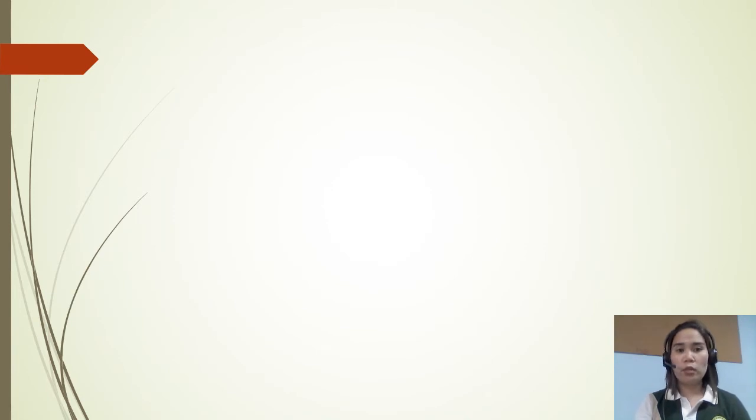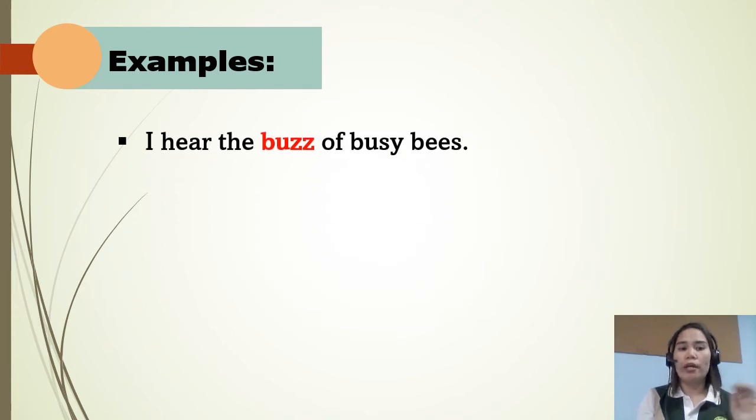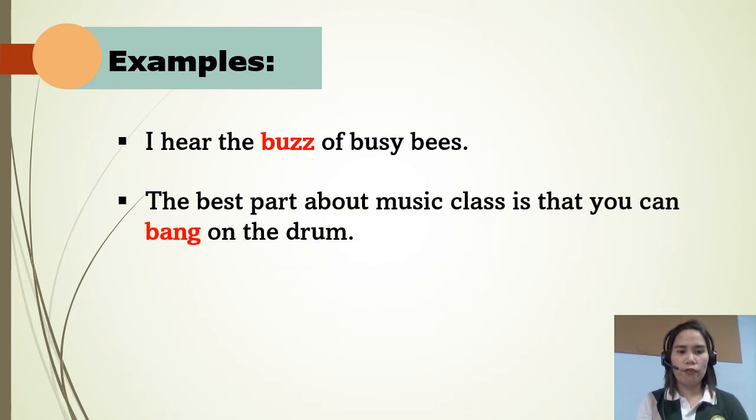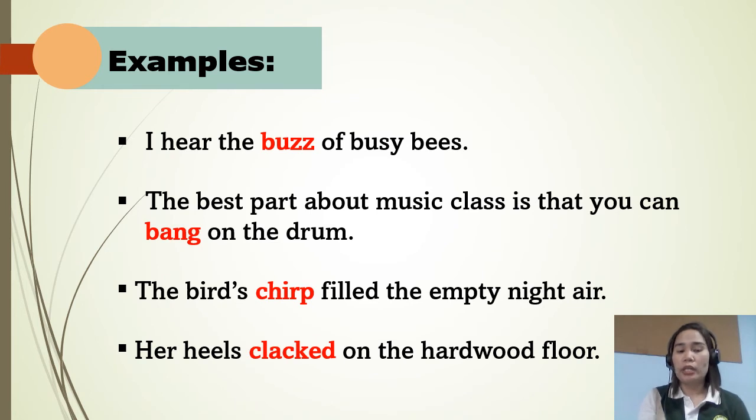Now we have here some examples of onomatopoeia used in the sentence. So first we have, I hear the buzz of busy bees. Next we have, the best part about music class is that you can bang on the drum. Next we have, the bird's chirp filled the empty night air. And to last we have, her heels clocked on the hard floor. So the words buzz, bang, chirp, and clocked are examples of onomatopoeia. All right.